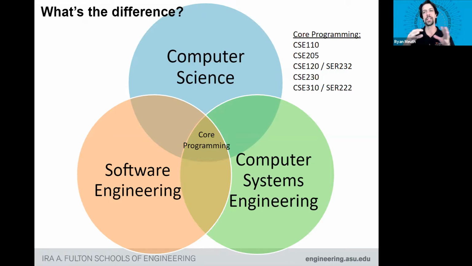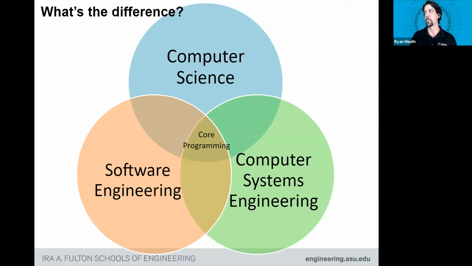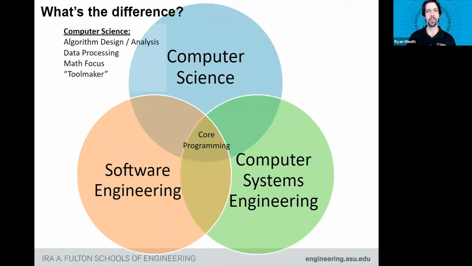If you enroll in any of these, all of these degrees take the same core programming sequence and get that core set of skills. Where they diverge is further into their degree programs. So Phil, you want to talk about what sets apart computer science?